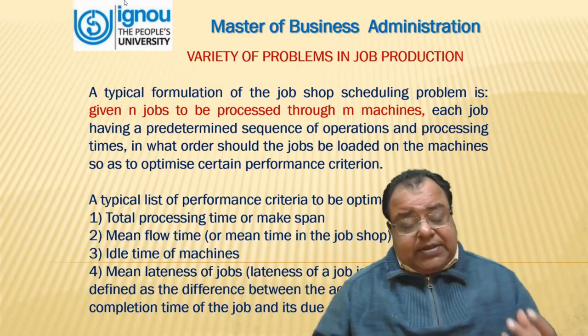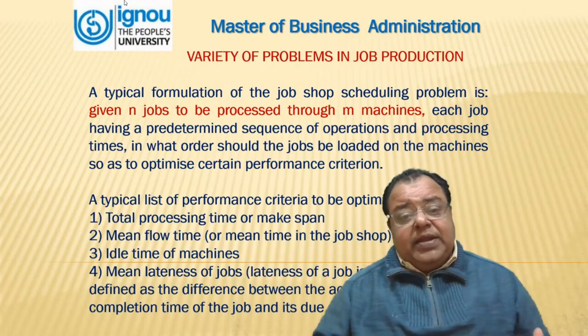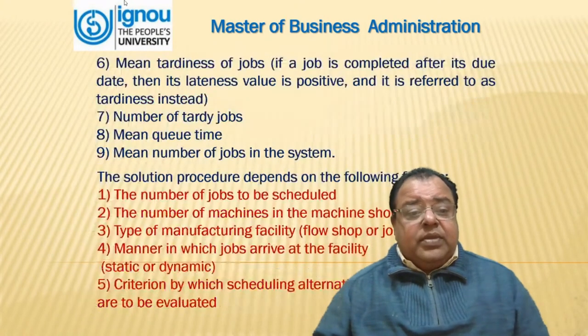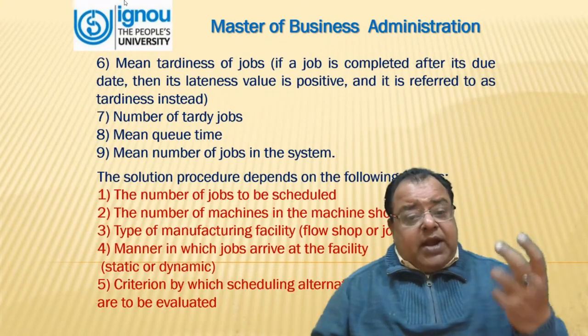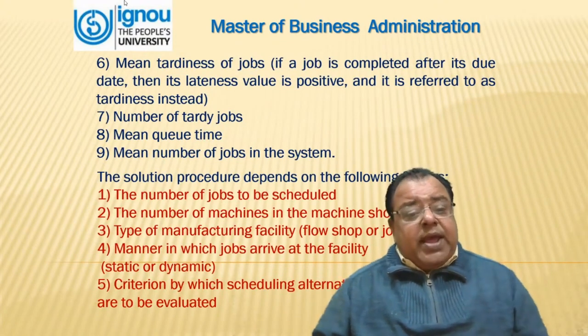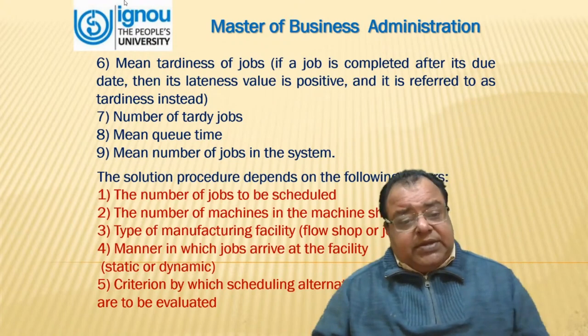These are the basic criteria, what has to be calculated or predicted. Mean tardiness of jobs, number of tardy jobs, mean queue time, mean time of jobs in the system.